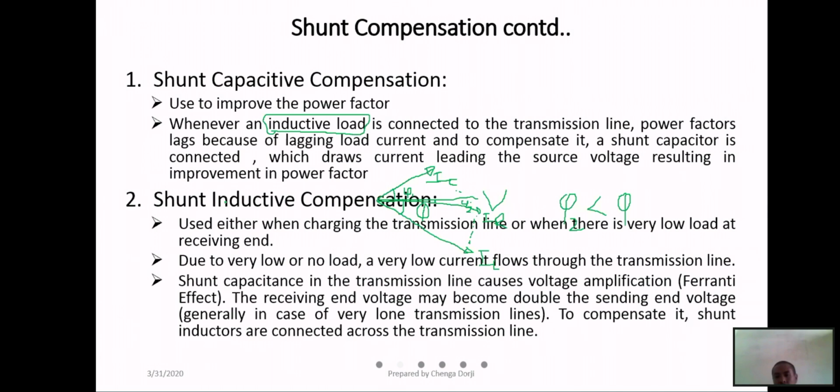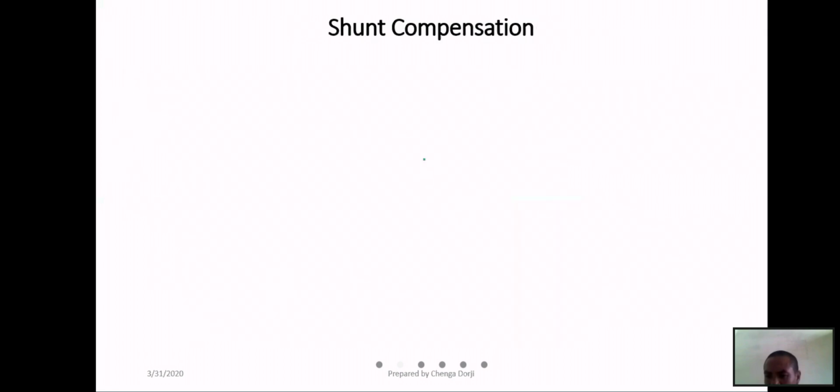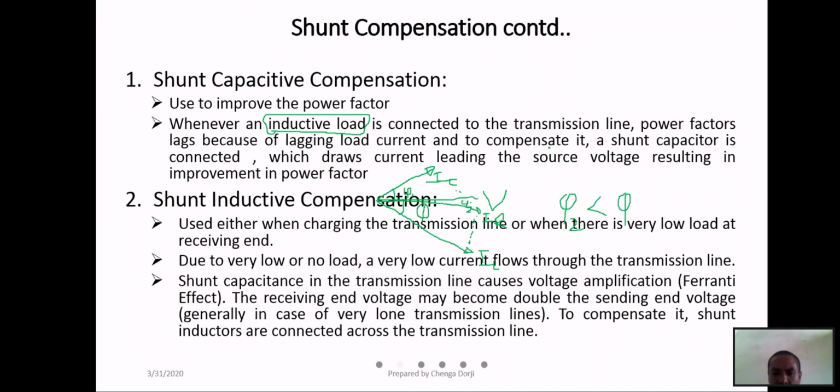Then another one you have is shunt capacitance in the transmission line causing voltage amplification. That is the Ferranti effect. What is the Ferranti effect? Anyone? The voltage at the receiving end is not equal to the sending voltage.